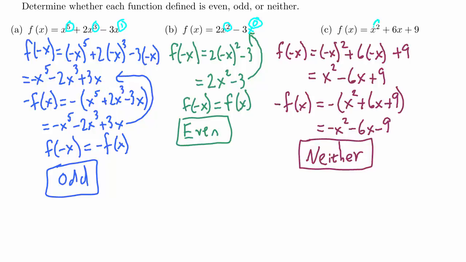And C, we have 2 is even, 1 is odd, and 0 is even. So 2, 1, 0. I'm just looking at the degrees. So it's a mixture of even and odd. That means that this is neither even nor odd.